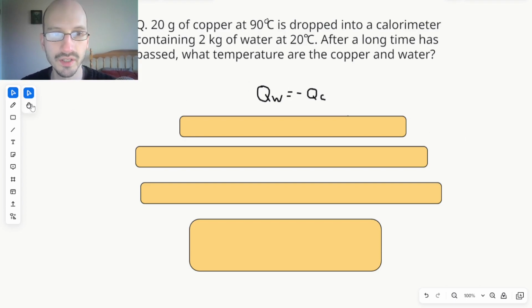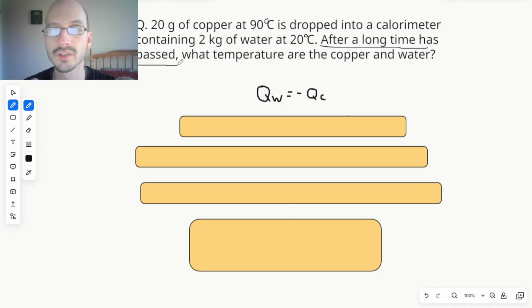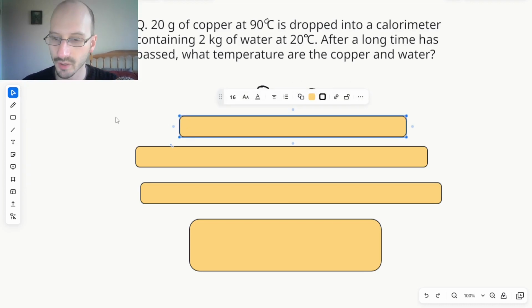So the key words here are after a long time has passed. This suggests we're looking at thermal equilibrium. So what we know is that as they change temperature, the heat coming from the copper goes into the water. Mathematically, we can write that like this. The heat of the water equals minus the heat of the copper. So then we set up our equations.